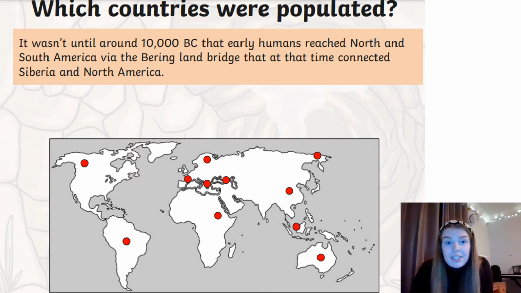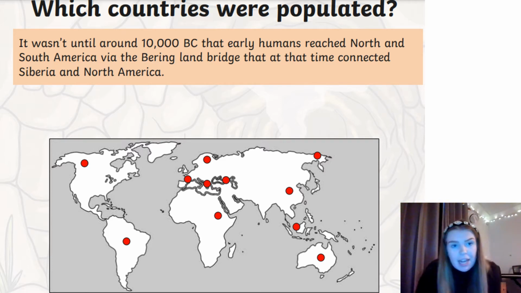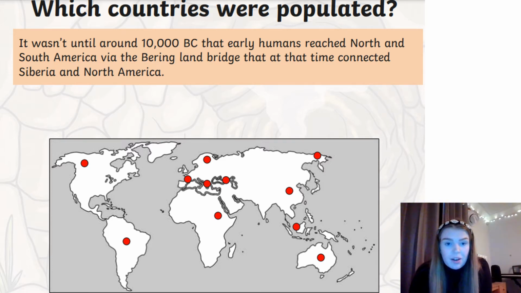So it wasn't until around 10,000 BC that early humans reached North and South America by a Bering land bridge that at the time connected Siberia and North America. Okay, so we can see the 2 dots that have just been added on. That's because they found a way to get to South America and North America by the land bridge, so by a big bridge.